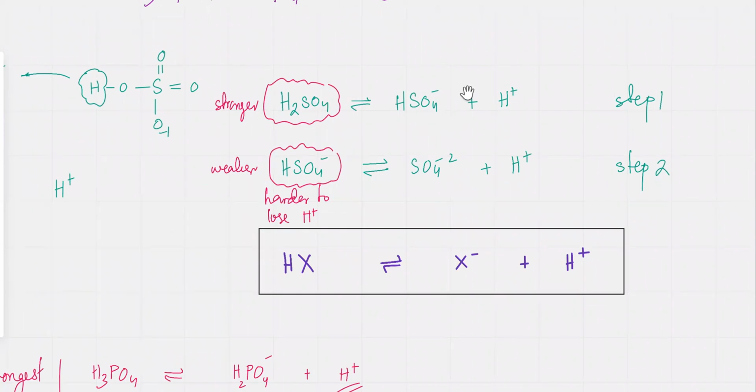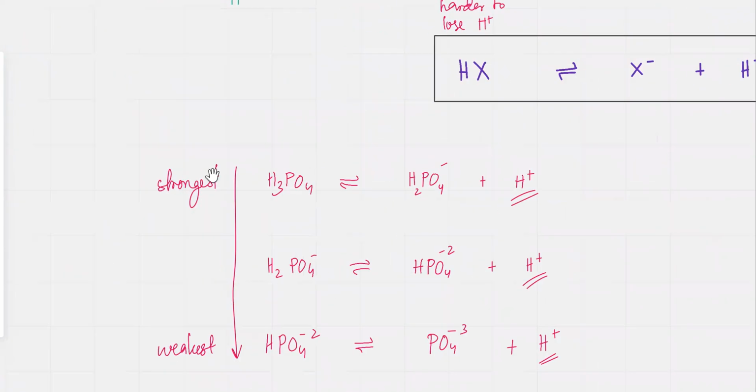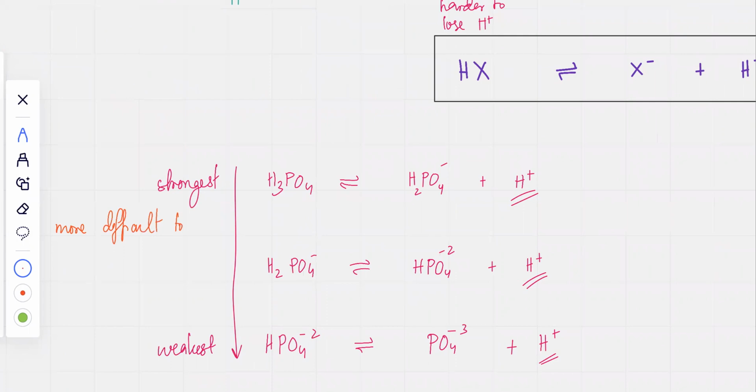For example, H2SO4 would lose one H plus 1, and then you'll have an HSO4 minus 1 ion, and that would lose the next H plus 1 ion. So it's basically behaving as two completely separate acids. And the same was true for phosphoric acid, that it would have 3 dissociations. It wouldn't lose the 3 H plus 1 altogether. It's going to lose them one by one. So every time it becomes harder and harder, more difficult to lose H plus 1 ions. And why does it become more difficult? As negative charge increases.